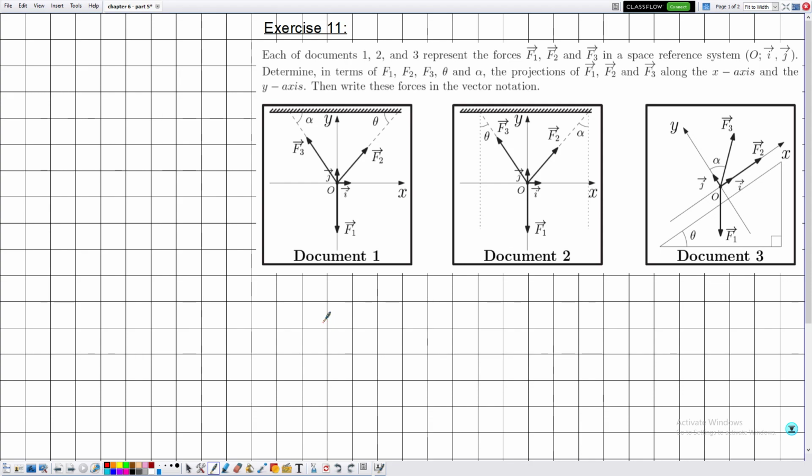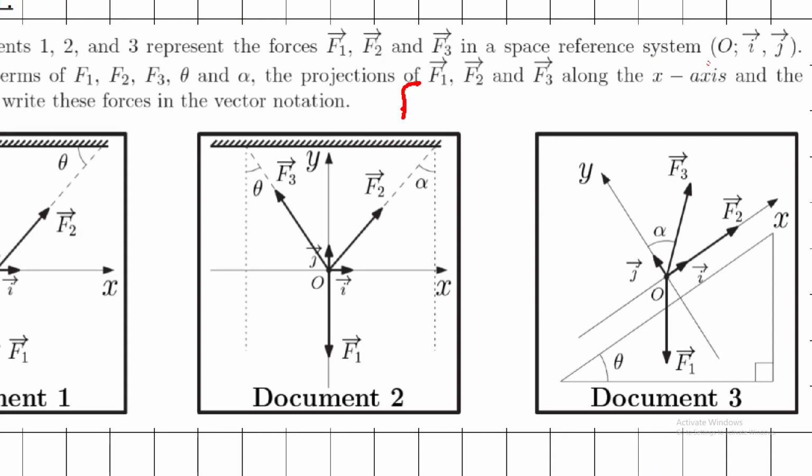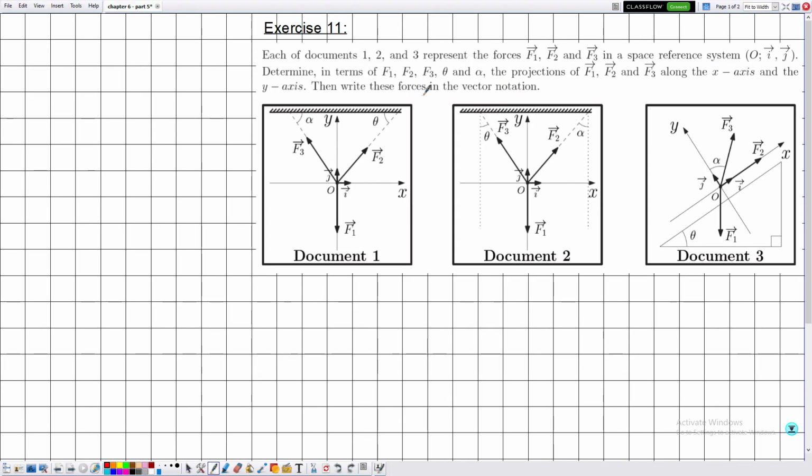So exercise number 11: each of documents 1, 2 and 3 represents the forces F1, F2 and F3 in a space reference system (i, j). Determine, in terms of F1, F2, F3, theta and alpha, the projections of F1, F2 and F3 along the x-axis and the y-axis. So the projection is given by the components Fx and Fy. Then we need to write these forces in vector notation. Let's start with document 1.